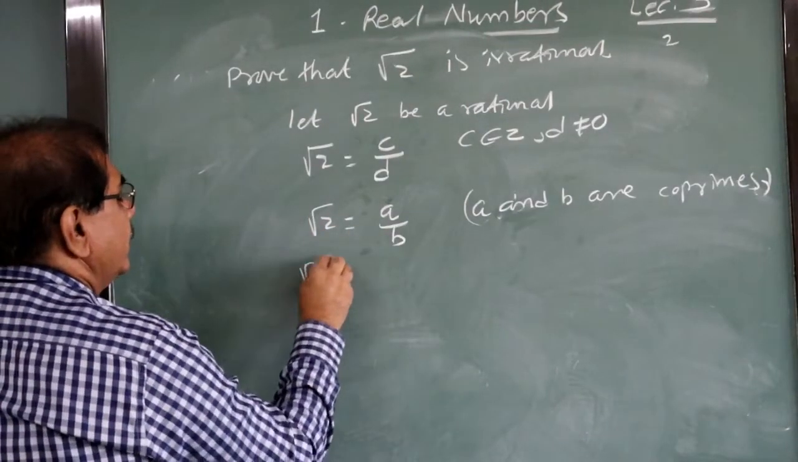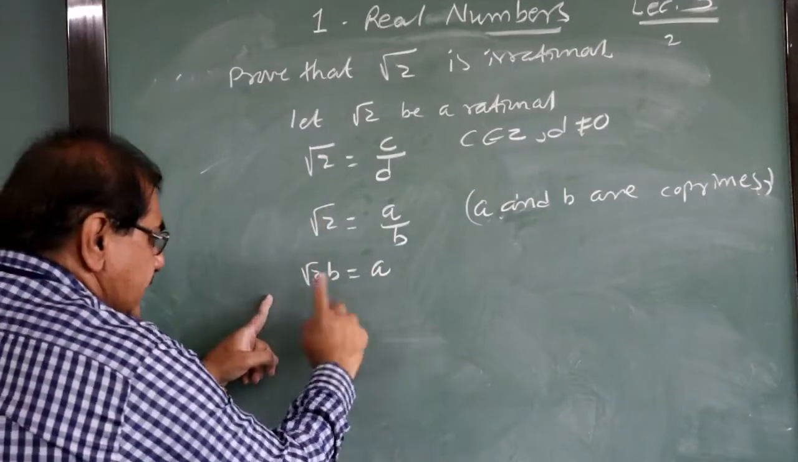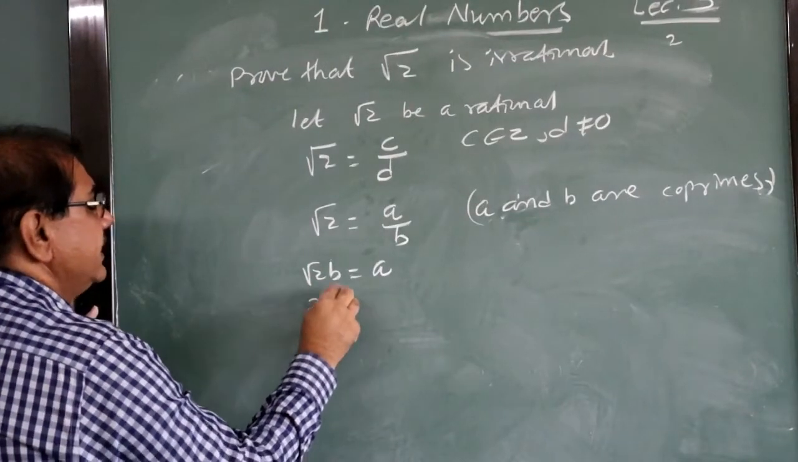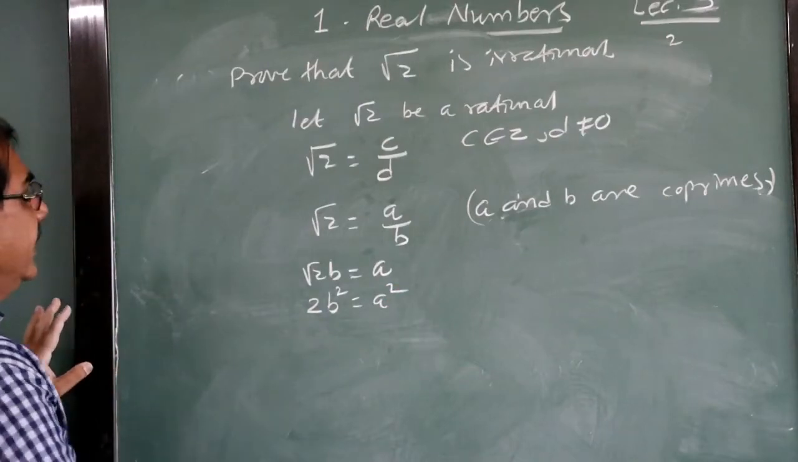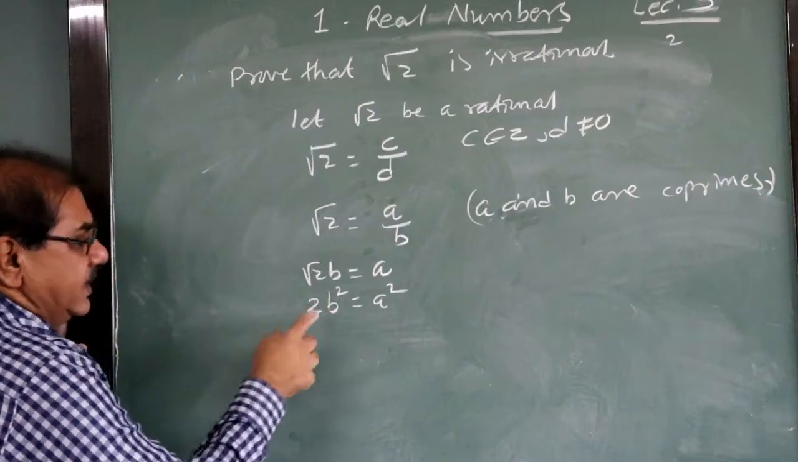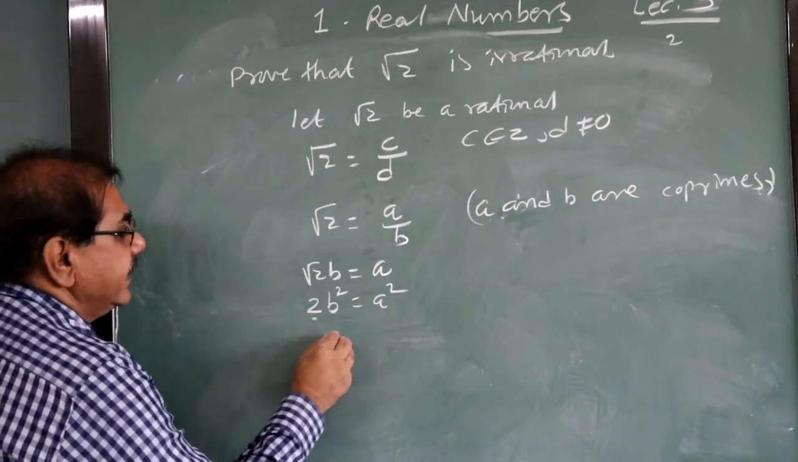So I change the sign of B. So it is root 2 B is equal to A. Okay? I take the squares on both the sides. So root 2 square is 2. 2 B square is equal to A square. Okay? What does it mean? That A square is a multiple of 2. Means A square is a multiple of 2, means this A.